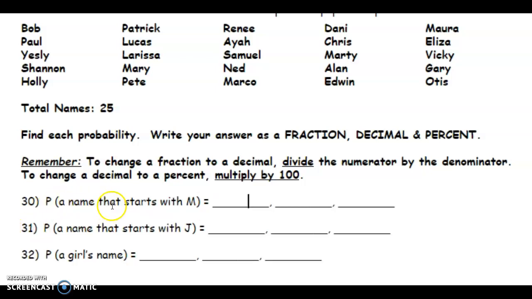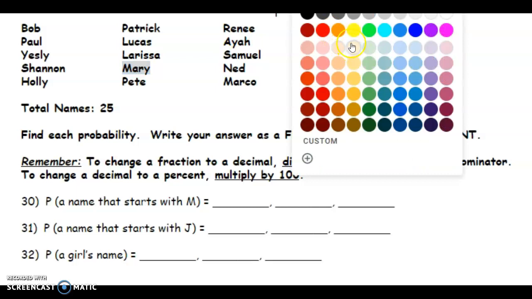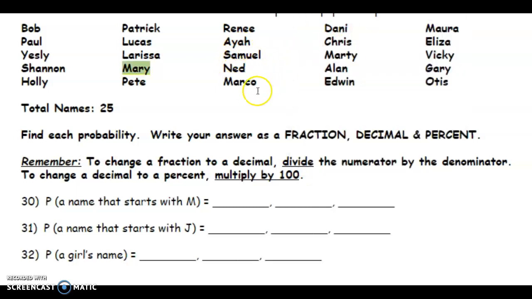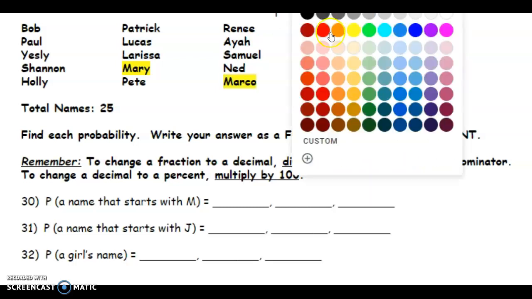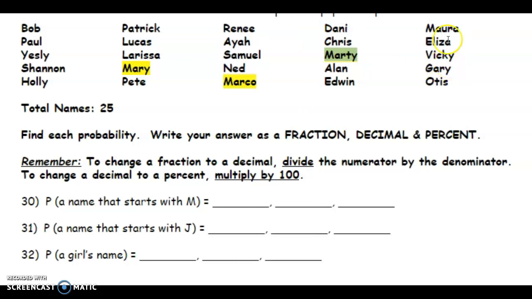So probability of a name that starts with M. There is one. Let me highlight that. There is one with M. There is two with M. Three, four. So there is four names with M. As a fraction, I know that every probability is the desired outcomes over the total amount of outcomes. So it's 4 over 25.